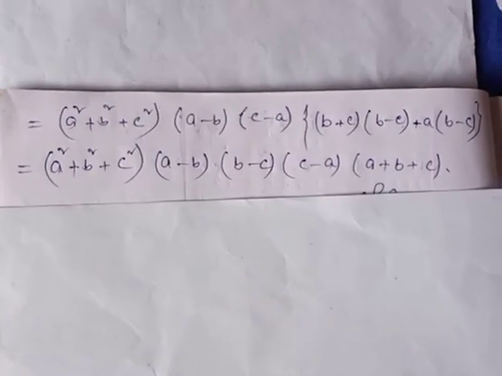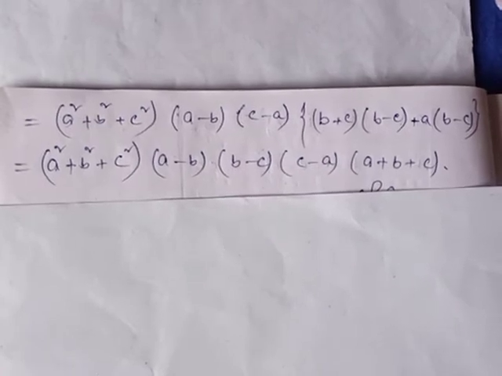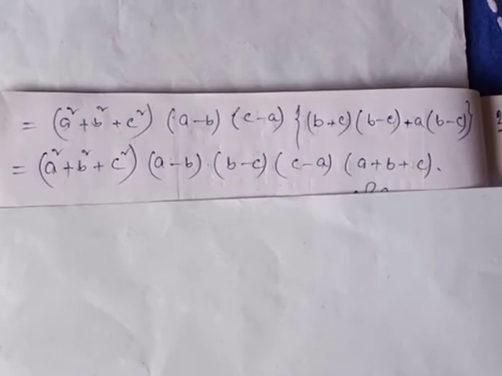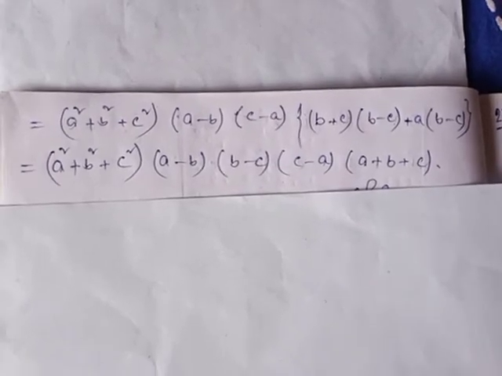So taking common and multiplying, we can write (a-b)(b-c)(c-a)(a+b+c)(a²+b²+c²), which is given on the right side. This is proved.